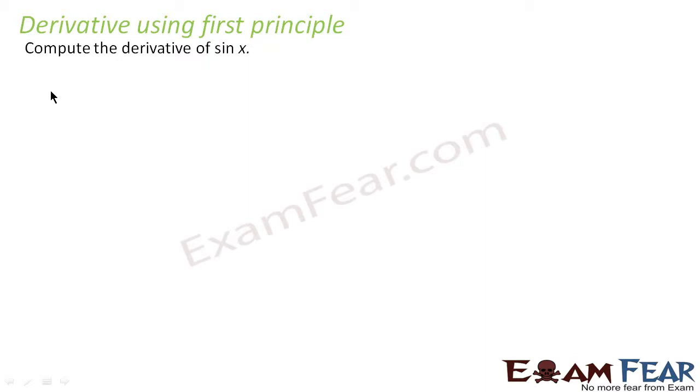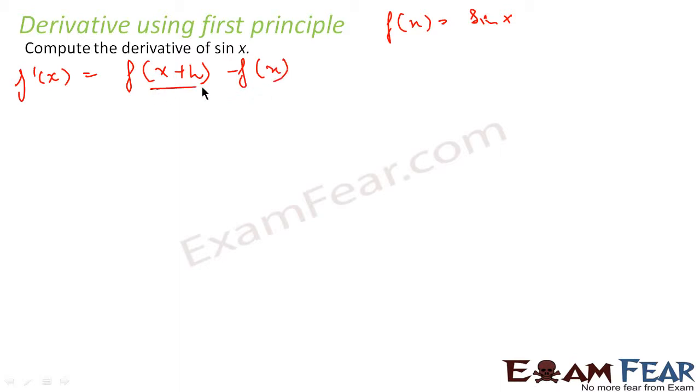In this example, we have to find the derivative of sin x using first principle. So we have f(x) is equal to sin x, and we have to find f'(x). So f'(x) is the limit of f(x plus h) minus f(x) by h. Why are we doing this? Because we are asked to use first principle, where h tends to 0.